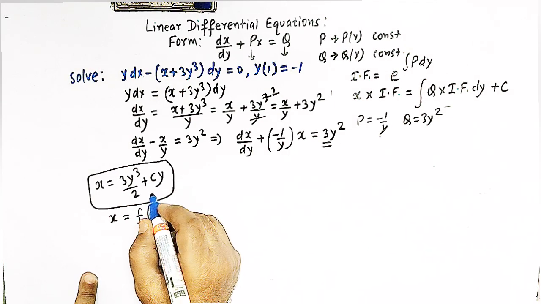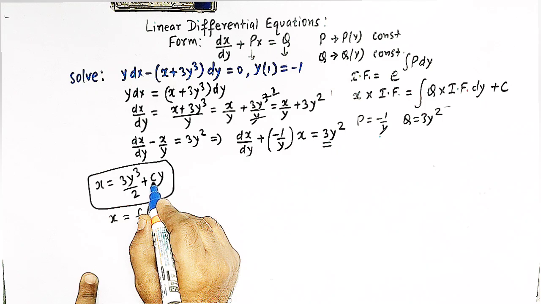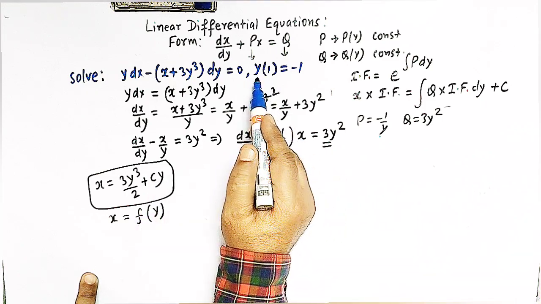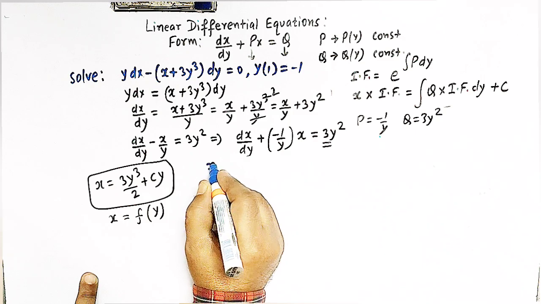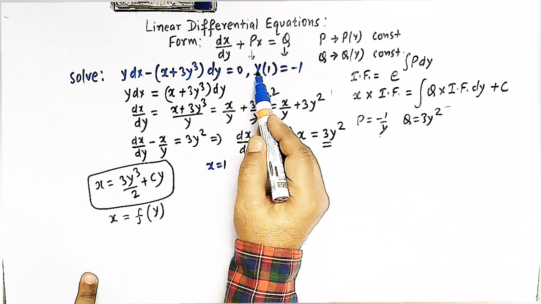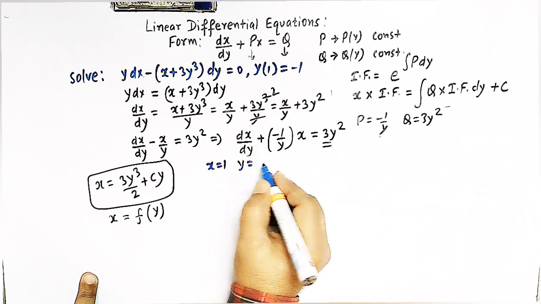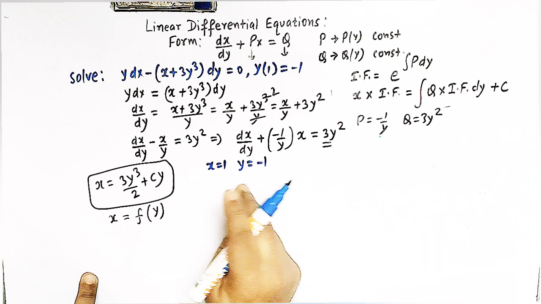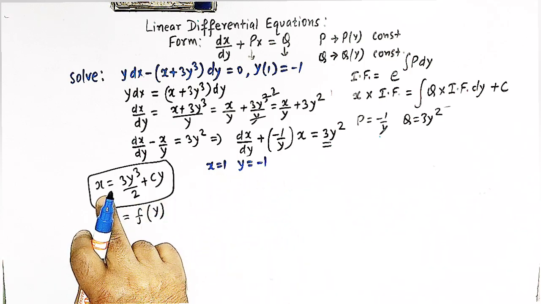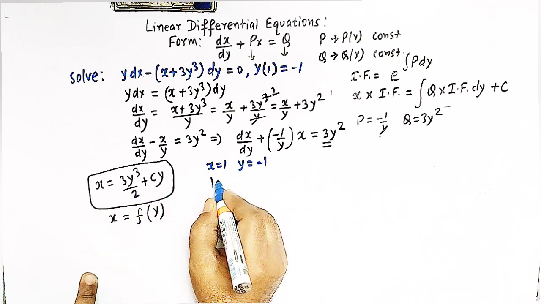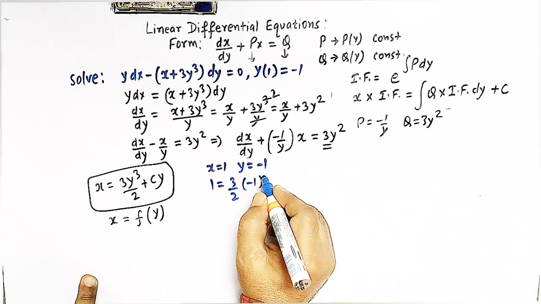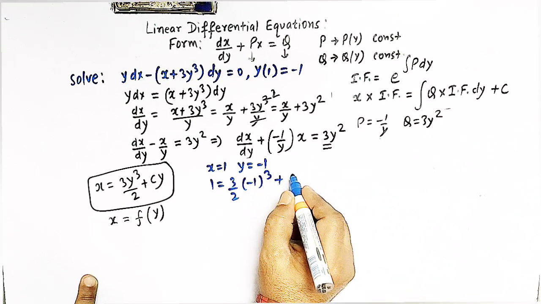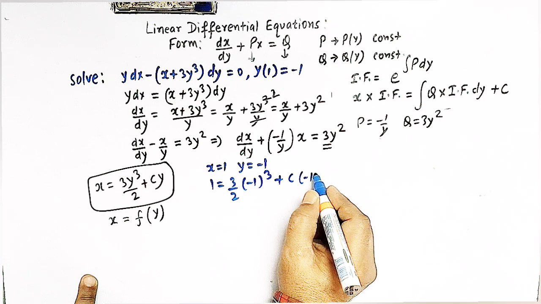So now to get the value of this arbitrary constant c, we have to make use of this condition. So here for x is equal to 1, we have y is equal to minus 1. So substituting these values in this equation, we have 1, then we have 3 over 2 and minus 1 cube, and here we have c times minus 1.